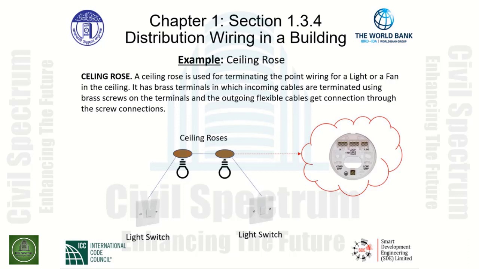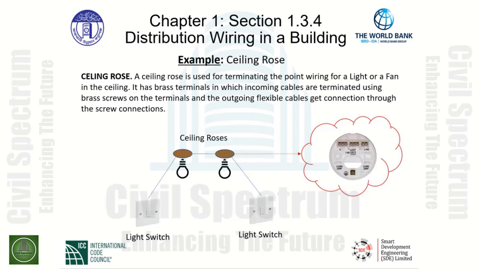As an example, we will look at a lighting circuit using a ceiling rose. By definition, a ceiling rose is used for terminating the point wiring for a light or a fan in the ceiling. It has brass terminals in which incoming cables are terminated using brass screws on the terminals, and the outgoing flexible cables get connected through the screw connections.